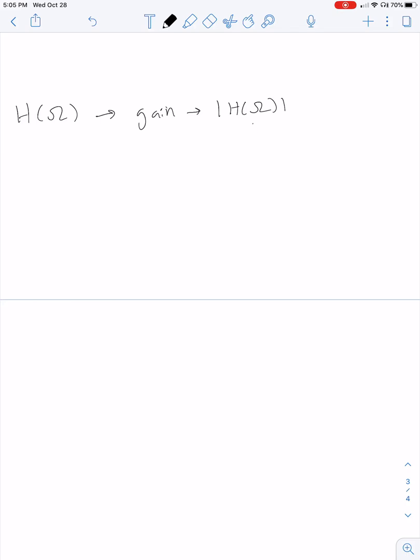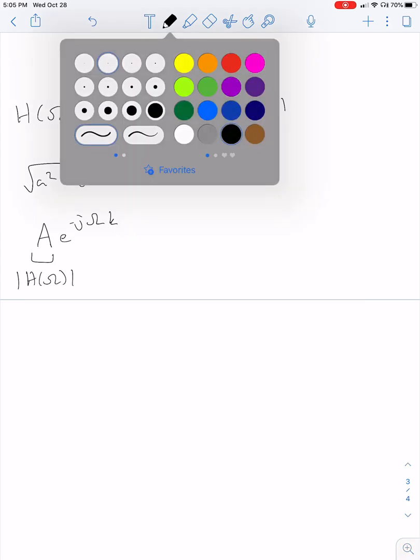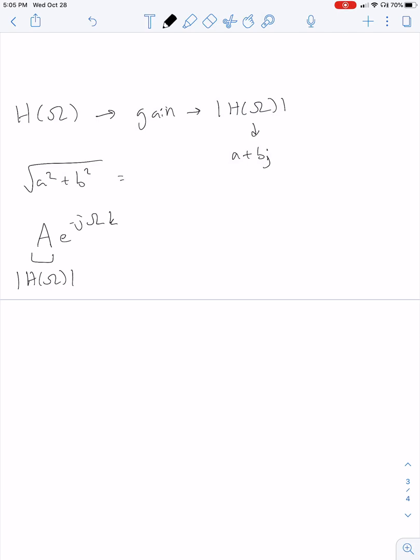The magnitude of H of omega, when represented as a complex number a plus bj, is a squared plus b squared, square rooted. Or you can just plug some omega into H of omega and separate the phase section, which is going to be your e to the something, and your magnitude, which is going to be the coefficient multiplying a complex exponential. So you have H of omega equals a e to the negative j omega k, then this is your magnitude of H of omega. And that magnitude tells you how your signal is going to be amplified given the frequency your signal is at.